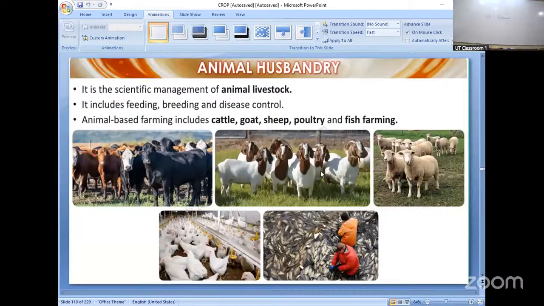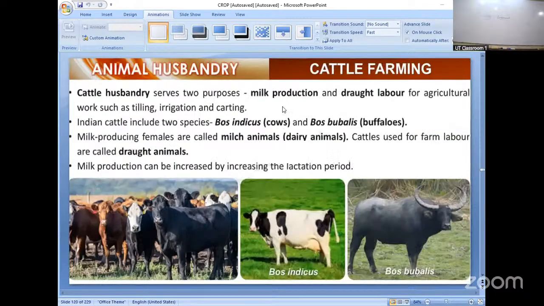And cattle, goats, sheep, poultry, and fish farming should all be taken care of because they provide us various things: sheep provide wool, cattle provide dairy products, and hens provide eggs. Their breeding and feeding should be taken care of, and they should be kept disease free. The scientific management of this livestock is taken care of by animal husbandry.